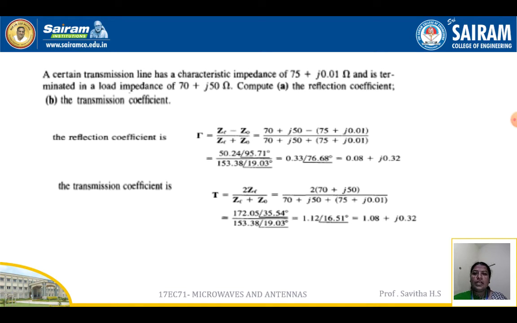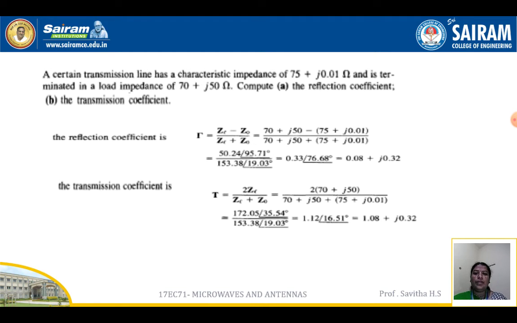As we know, here also in the problem they have given the characteristic impedance value and the load impedance value. So using the load impedance and the characteristic impedance, we'll find the reflection coefficient. So reflection coefficient is ZL minus Z0 divided by ZL plus Z0. We substitute both the values, and I'll get the reflection coefficient as 0.08 plus j 0.32.